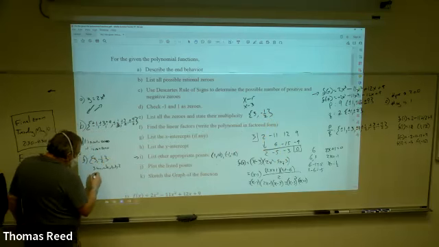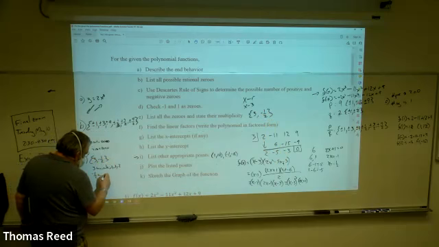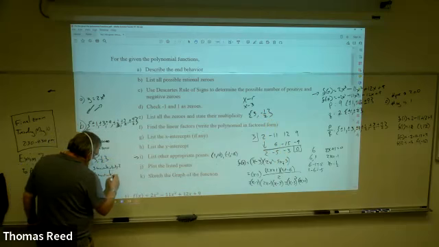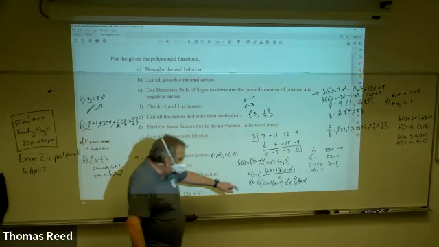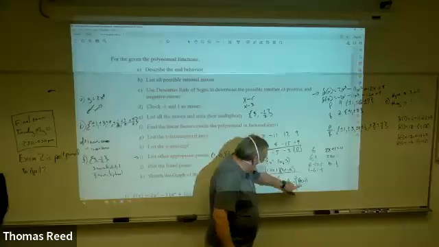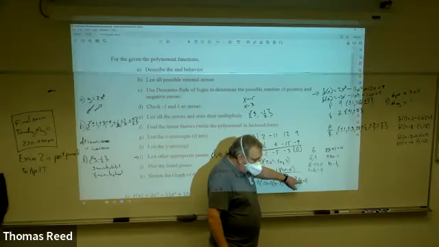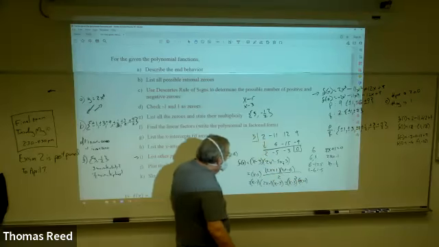And -1/2 has a multiplicity of 1 because it only shows up as a 0 once. 2 times -1/2 is -1, and -1 plus 1 is 0.